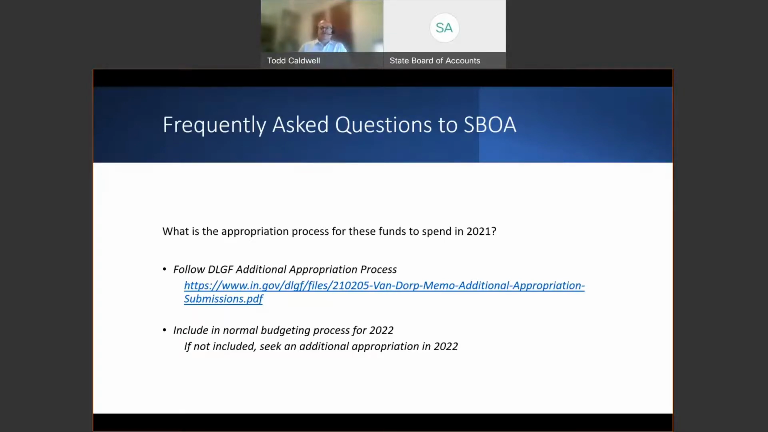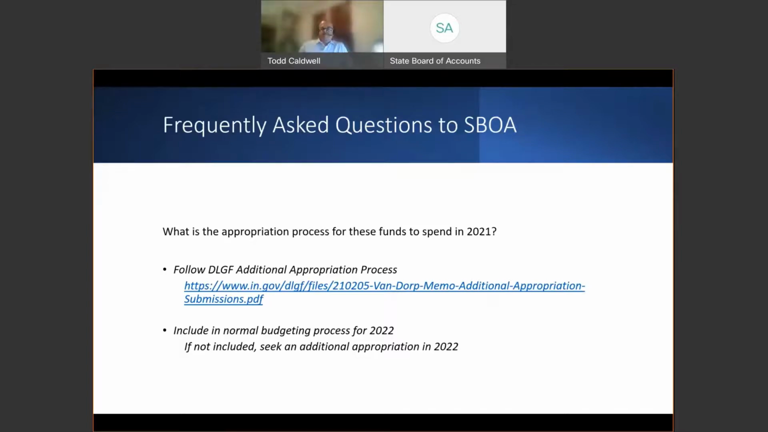It's titled The Additional Appropriation Submission, Department Review Procedures, and Other Related Topics. It's dated February the 5th of this year. There's a link on the slide. You can find it on DLGF's website too. You can go there and search additional appropriations in their little search box, and this information comes up pretty quickly. Basically, you're going to go into Gateway and do the additional appropriation portion of it, provide the necessary information, and then submit it. It's the same process as if you need an additional appropriation for your general fund.